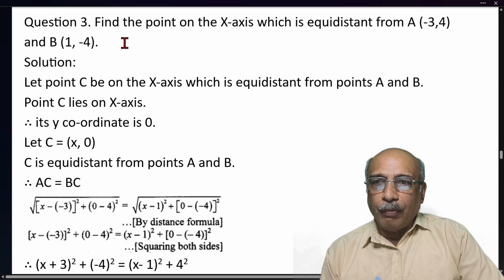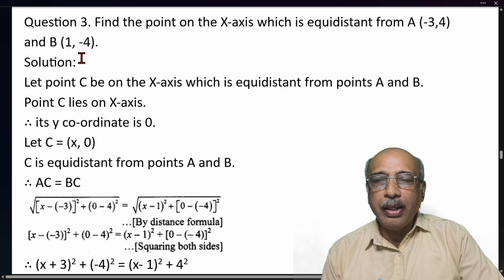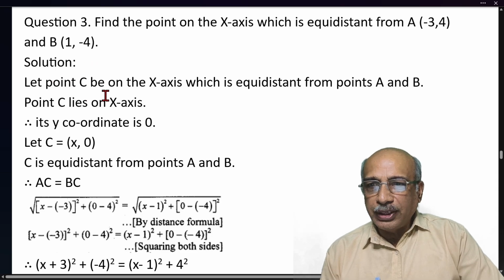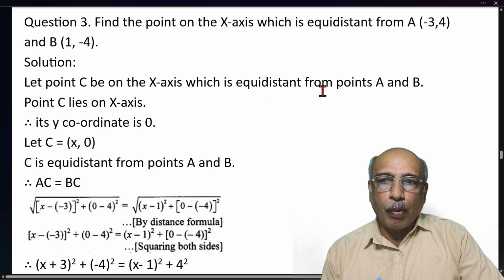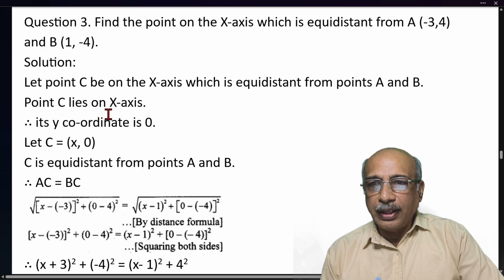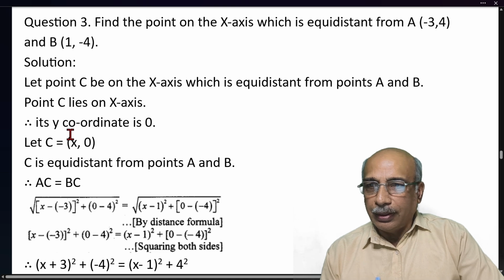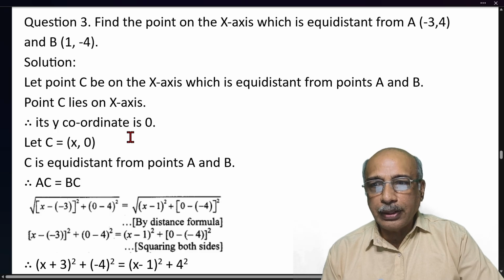Next question. Find the point on the x-axis which is equidistant from A(-3, 4) and B(1, -4). Let point C be on the x-axis which is equidistant from points A and B. Point C lies on the x-axis as per the given condition. Therefore, its y coordinate is 0. You know all the points on the x-axis have y coordinate 0.